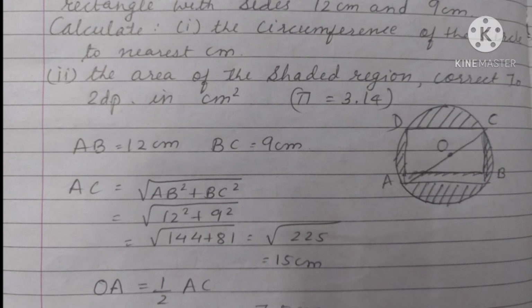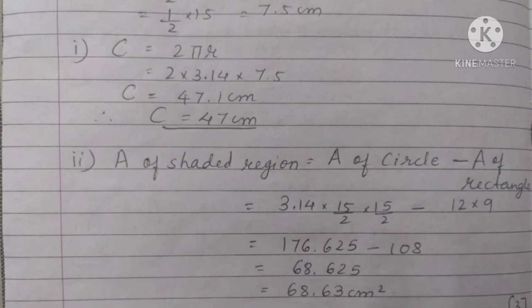Also OA, that is the radius of the circle, which is half of the diameter. So I have written OA is equal to half AC, and AC value is 15. So OA value will be 1 by 2 into 15, which will be 7.5 centimeters. Now the first value we want to find is the circumference of the circle.